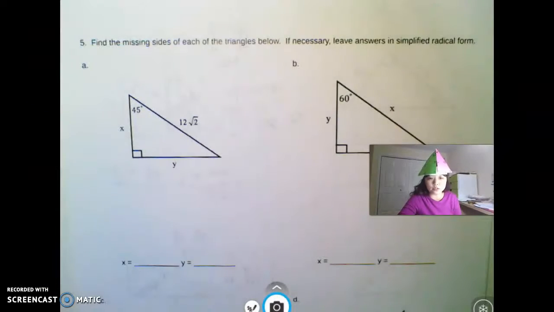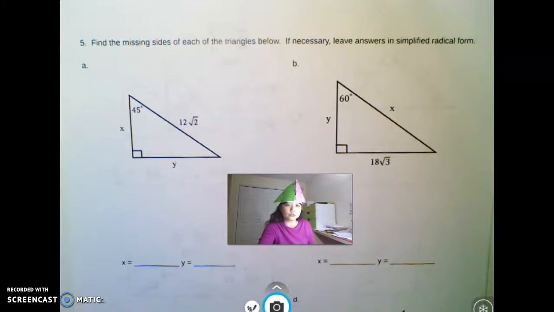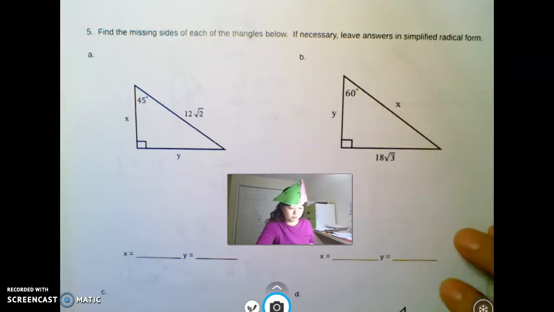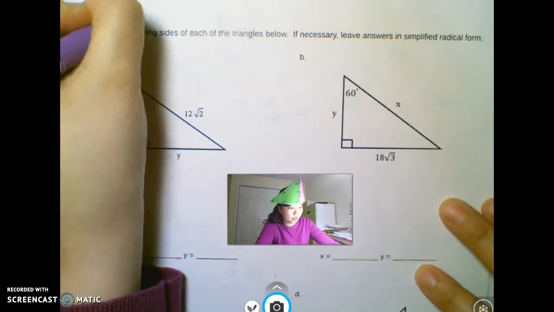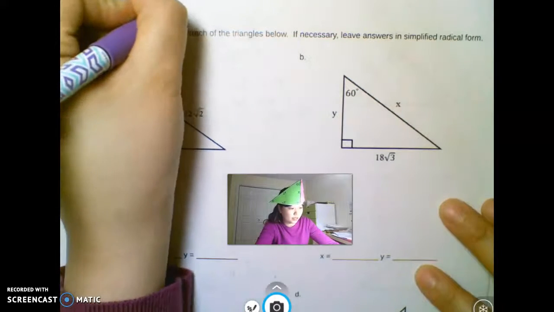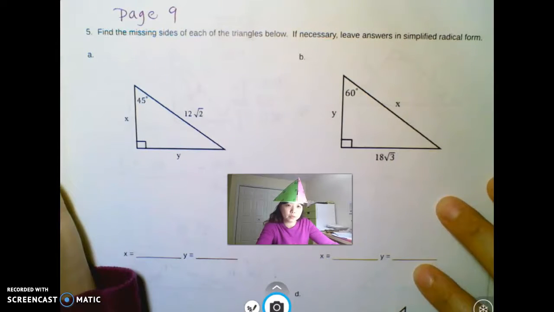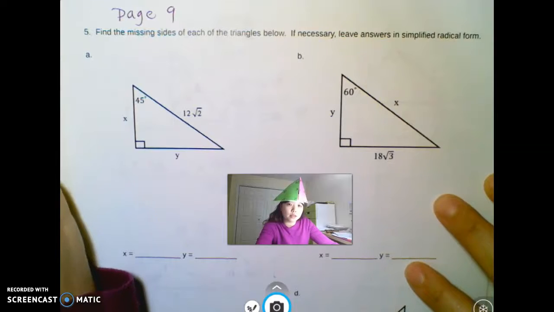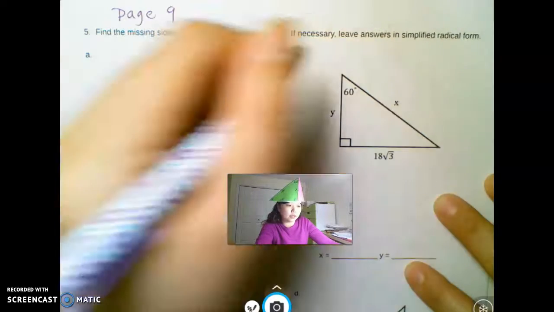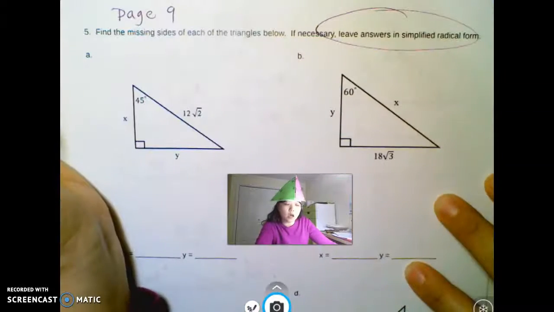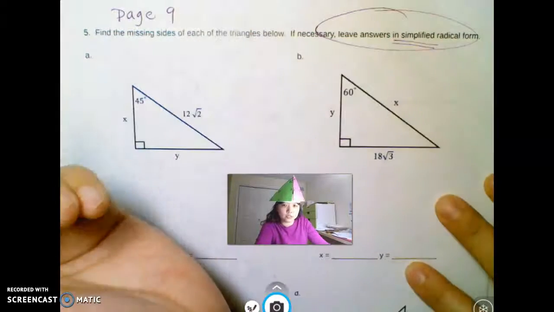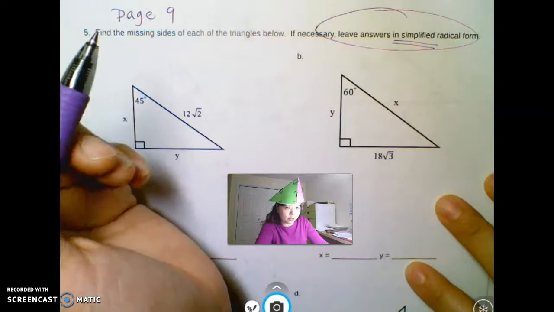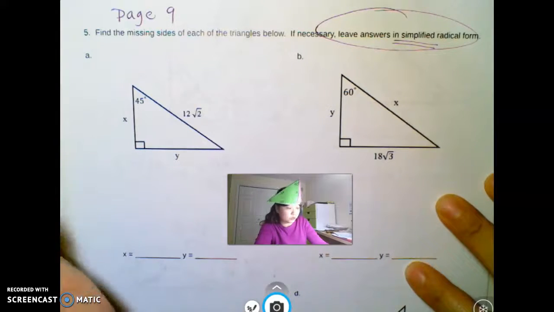I know, especially if you're just coming to Zoom, sometimes it might be hard for you to follow along with what we're doing. So we're doing number 5, which is page 9. Okay, so this is the same thing, except there are a couple of tricks you have to watch out for. Number 1, main thing, always simplify radicals. So that means no radicals in the denominator and simplify as much as you can.